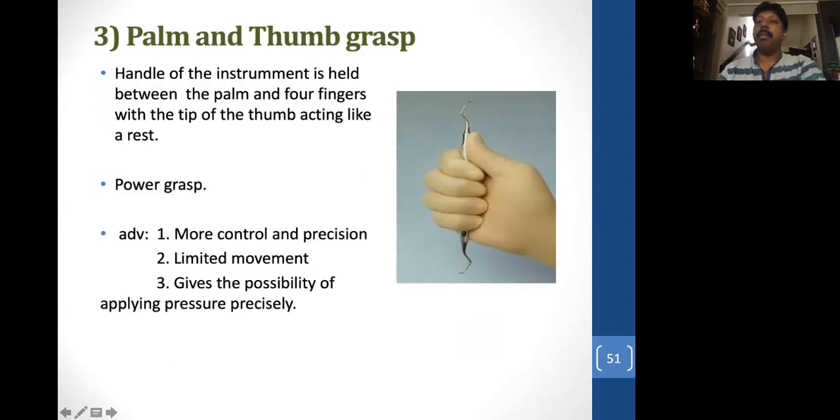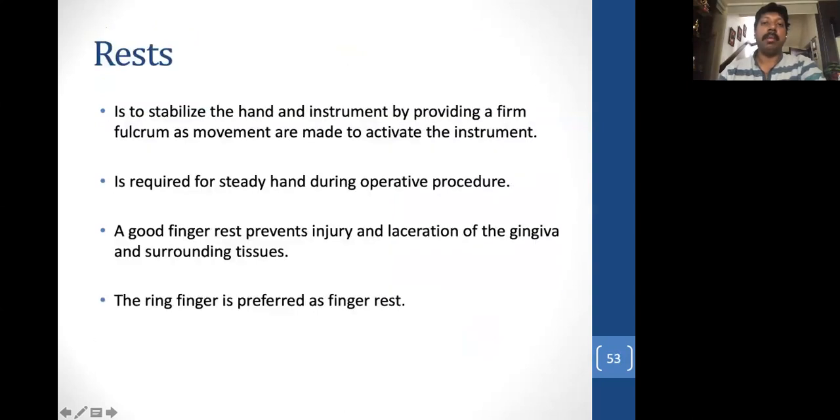Palm and thumb grasp is majorly for your polishing, finishing. You polish dentures and so on, and that is when you will need it. And modified palm and thumb grasp. Rest is where you are going to keep the finger.